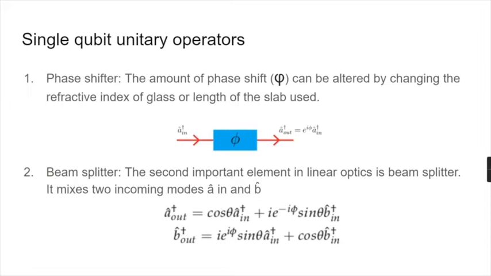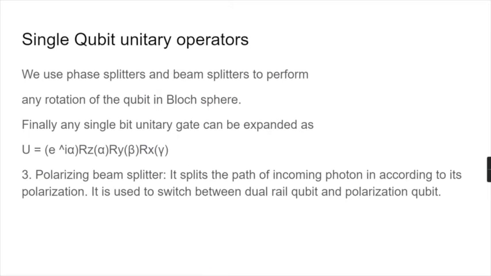If we pass it, and there is a phase shift of φ, then we can say a_out = e^(iφ) · a_in, which can be used. And next is the beam splitter. In this beam splitter, we send the two waves a_in and b_in to the slab.